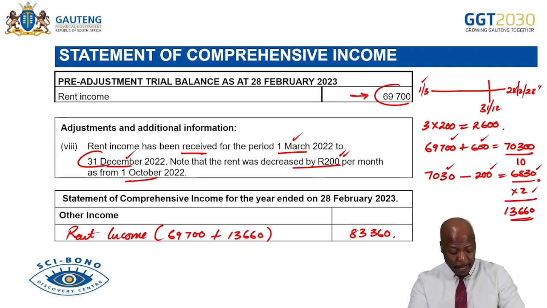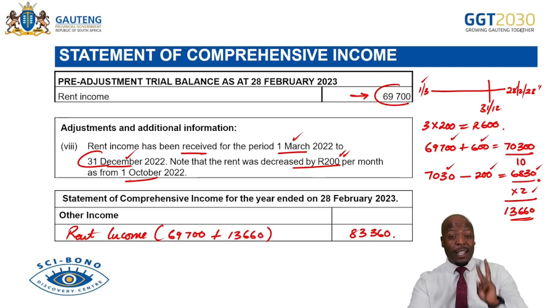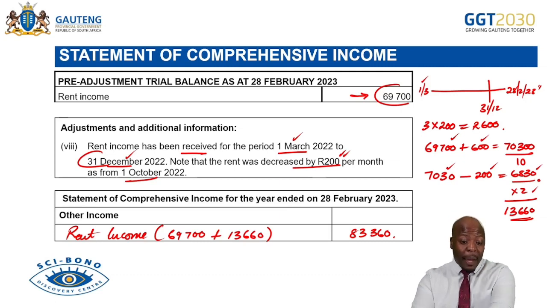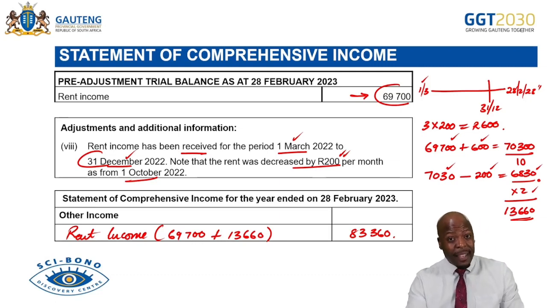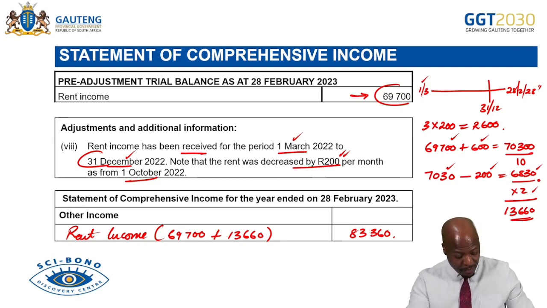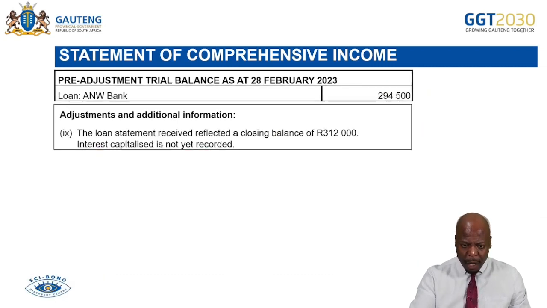Did you understand what we did here? First, we found the rent before it decreased, which was 7,030. Then we decreased it. And then we found our 13,660 for the 2 months. And then we add it to our rent income because we have not received for January and February. That's accrued income. Accrued income must be added. Very correct. Accrued income is added. Okay, can I move on to the next one? Let's move on to the next adjustment.